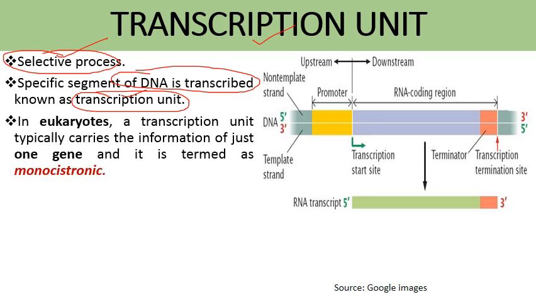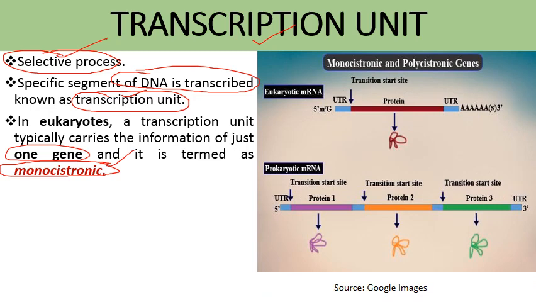In eukaryotes, a transcription unit typically carries the information of just one gene, and it is termed monocistronic. So this is an important point. In case of eukaryotes, only a single gene carries the information for a particular protein. So that transcription unit is known as a monocistronic transcription unit. So in this picture, we can see this is eukaryotic mRNA, which contains a gene for a single protein. So this type of transcription unit is known as a monocistronic transcription unit.